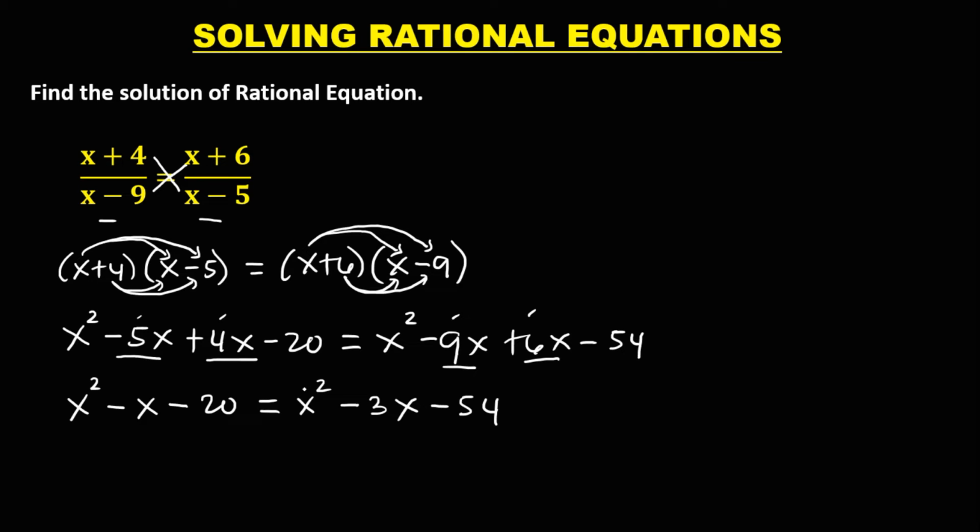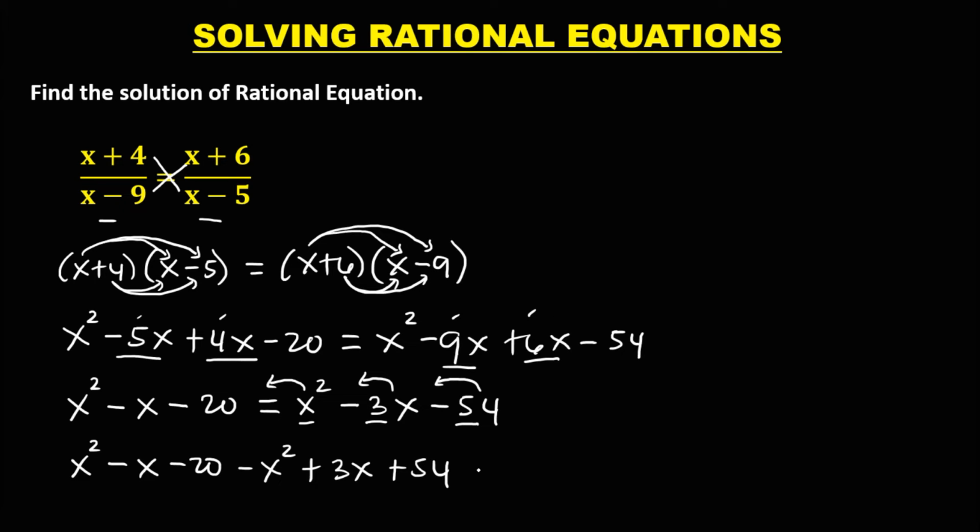So transpose everything to the left side. So this becomes x squared minus x minus 20, and this positive x squared becomes negative x squared. This negative 3x becomes positive 3x, and this negative 54 becomes positive 54, then equals 0.